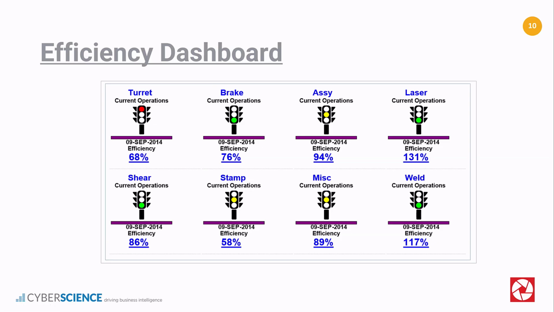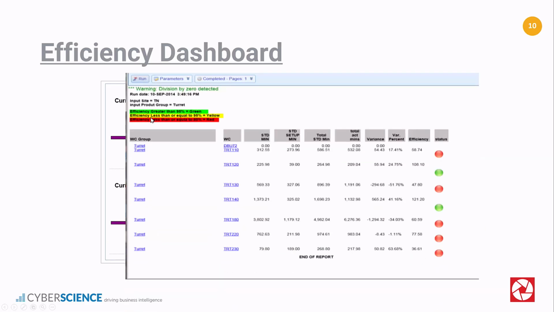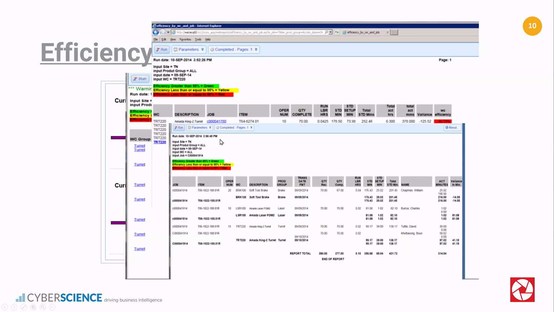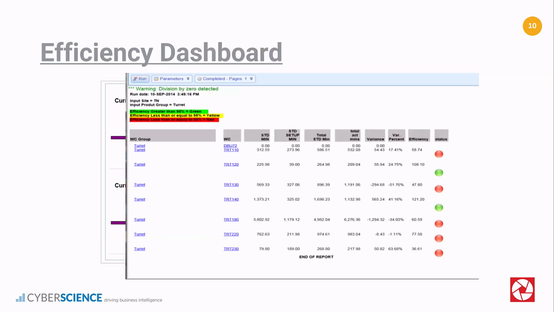So you can look at this dashboard and say, I got an issue in the turret group. He clicks on turret and drills down and sees the individual work centers within the turret group. And again, whether they're red, green, or yellow. He can click on a work center and drill down and see the jobs that are currently open in that work center. He can then click on a job and drill all the way down to see who are the people logging time against that job, and are they over or under the standard in terms of minutes. So you can start off again with a real high view.